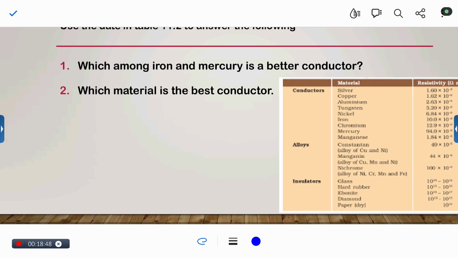So look at the tables given in the textbook. In this, the values are not clear. Which among iron and mercury is a better conductor? The iron value is given as 10, and mercury is over. The values are not clear. Let's refer to the text.